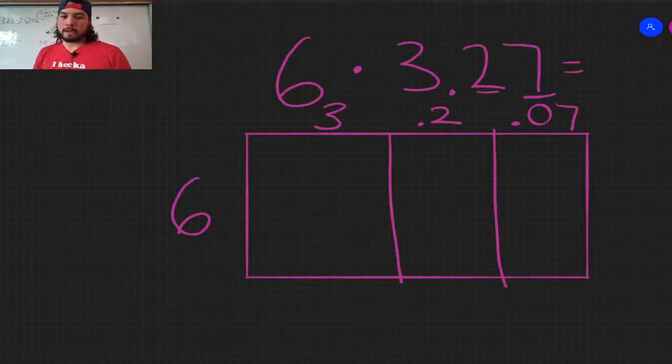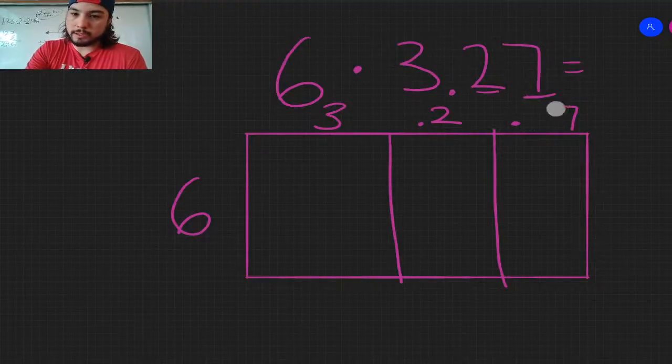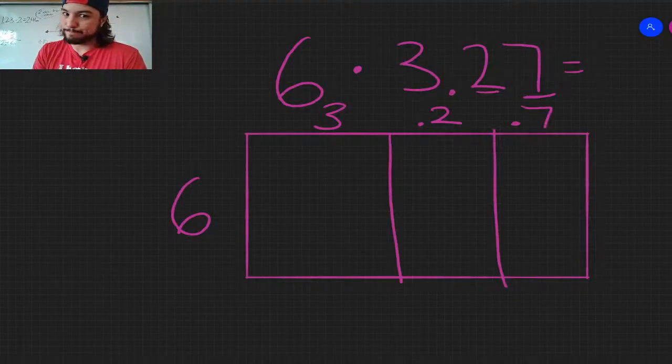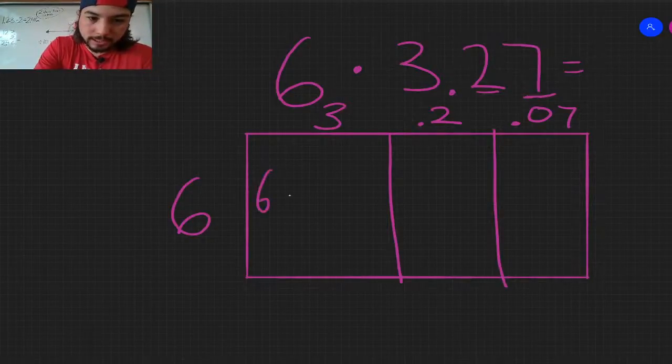I'm willing to bet I will see at least one of these on the exit ticket where somebody goes, oh yeah, 0.2 and then 0.7. Right? Now you're multiplying 3 and 9 tenths times 6, which is much different than 3 and 27 hundredths. You've got to have this 0 in the tenths place here. Okay, so now let's try it. 6 times 3 is 18.